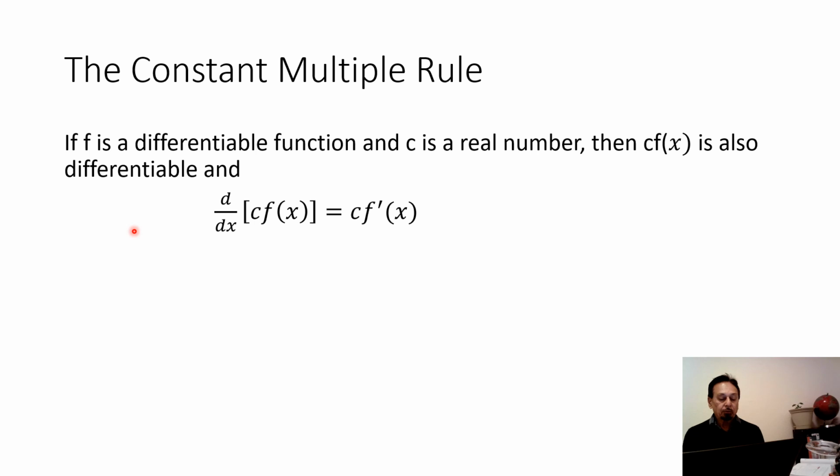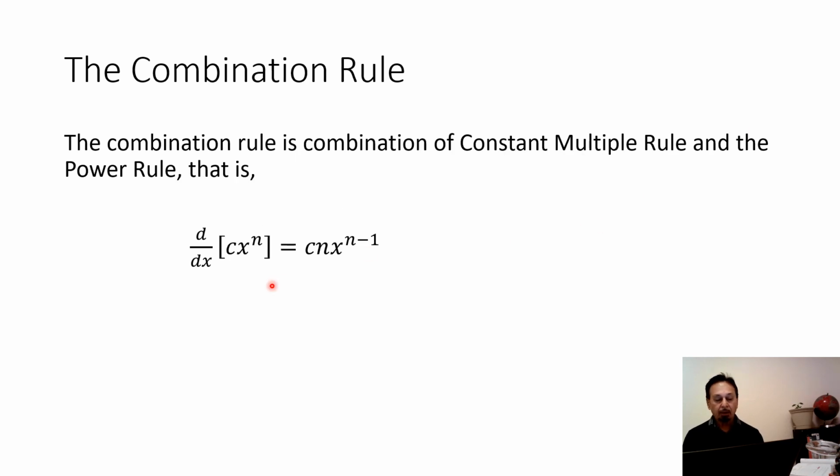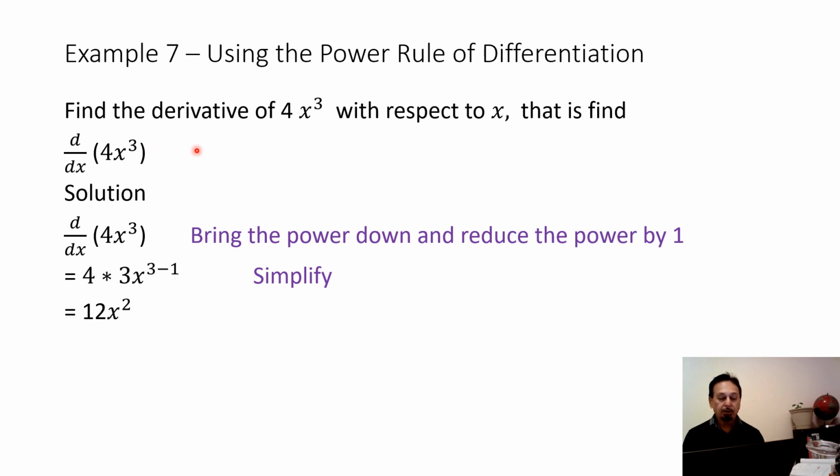The constant multiple rule. If f is a differentiable function and c is a real number, then c times f of x is differentiable, and d over dx of c times f of x is equal to c times f prime of x. The combination rule is a combination of the constant multiple rule and the power rule. That is, d over dx of c times x to the n is c times n times x to the n minus 1.